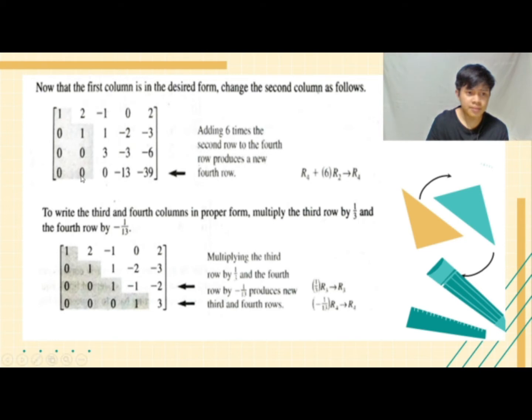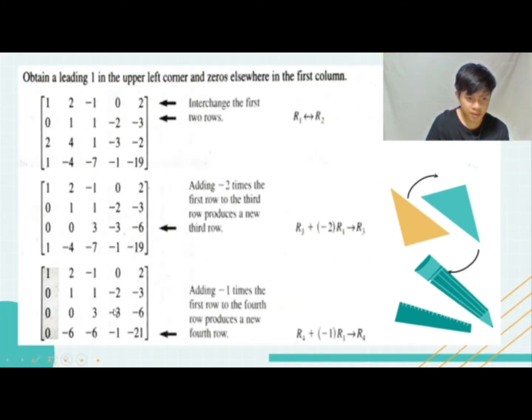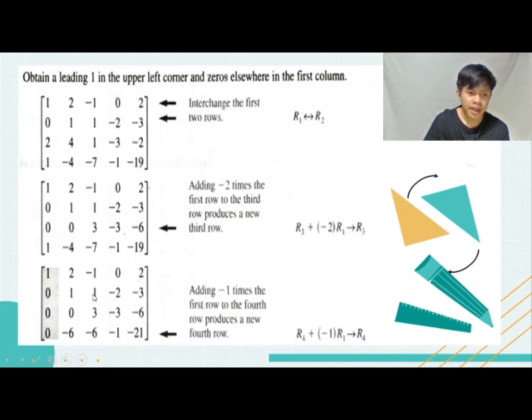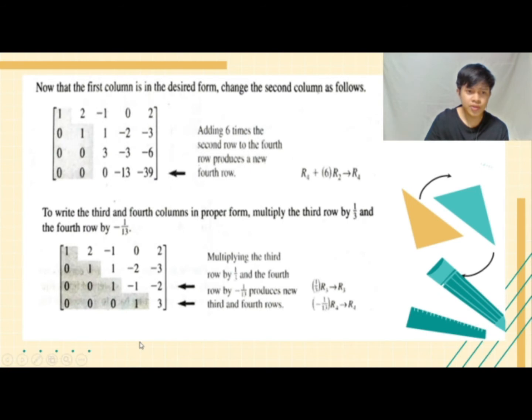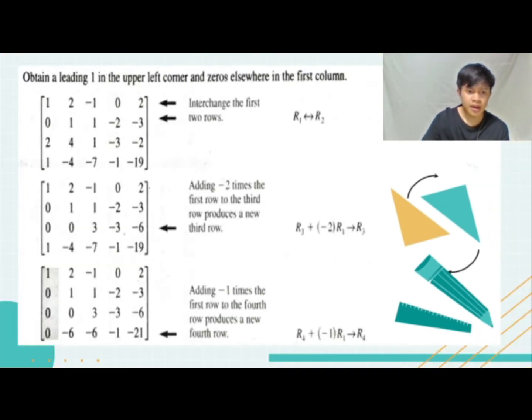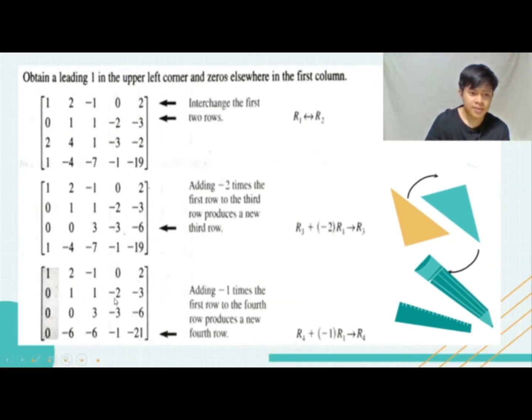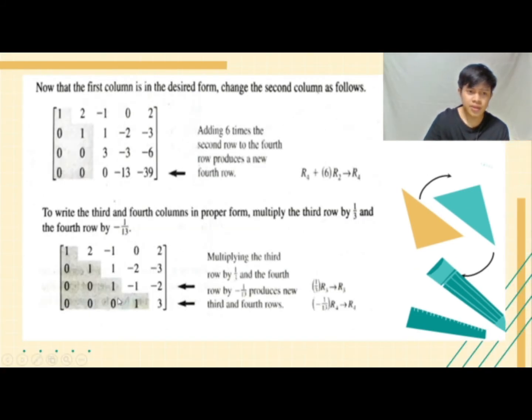So, naging na po siyang 0. So, another one, negative 6 plus 6 times 1 is equal to 0. Okay? Another negative 1 plus 6 times negative 2 is equal to negative 13.